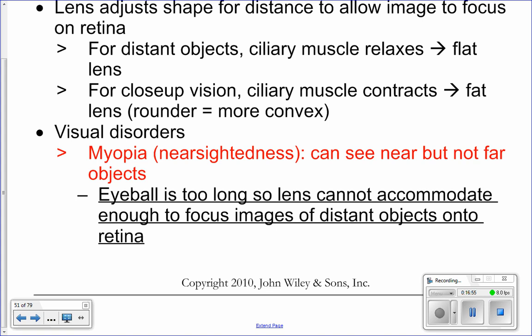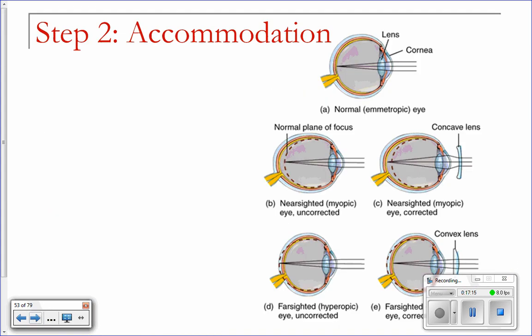Okay. And basically, here's the deal. Your eyeball is too long. Normal eyeballs are round. If you are nearsighted, your eyeball is too long. And that means that your lens cannot accommodate enough to focus the image on the right spot. So here's a normal eyeball. A normal eyeball is round, and the light gets focused right there on the retina. No problem. The lens works, everything works perfectly.